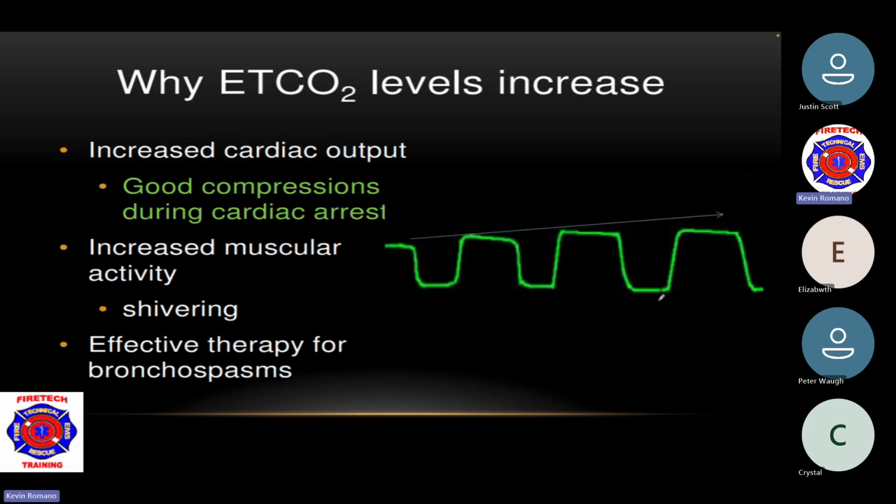So again, why do they increase? Why do they go back up? Well, increased cardiac output. Good compressions during cardiac arrest will help it go up higher. Increased muscular activity like shivering. Effective therapy from bronchospasm, so we're giving our bronchodilators, right? So we're going to start seeing those trends. But also, bradypnea will actually start increasing it too. So you may have a higher number for patients who have an opiate overdose and they're breathing 4 or 5 times a minute. It could be higher to start, and then eventually it'll start changing over, right?